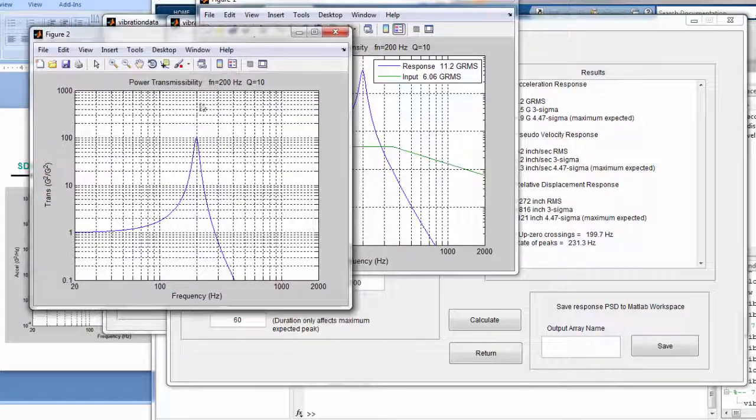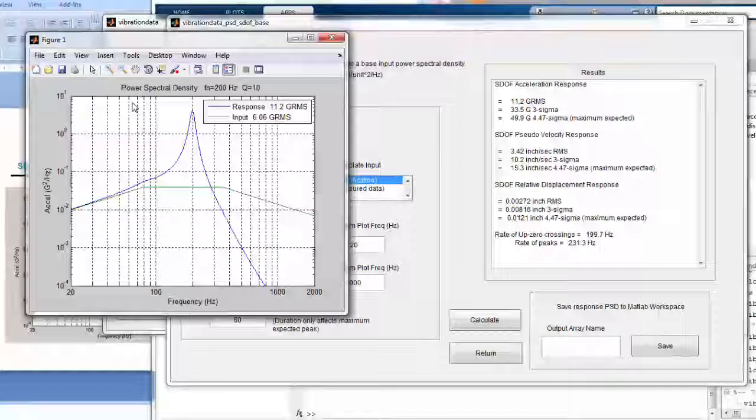We get the power transmissibility, G square out divided by G square in versus frequency in Hertz. And we've looked at this before, and we spent some time looking at Q values and half power bandwidth type things there. But let's just kind of skip over that for now. Okay, this is a pair of power spectral density curves, G squared per Hertz along the y-axis, frequency in Hertz along the x. The green curve is our base input. That's from our NavMat level. The blue curve here is our spring mass system acceleration response.